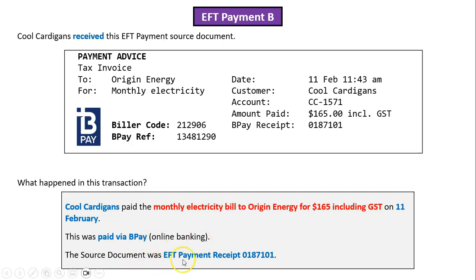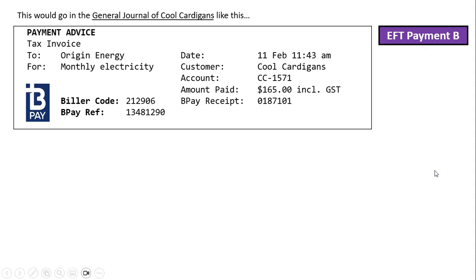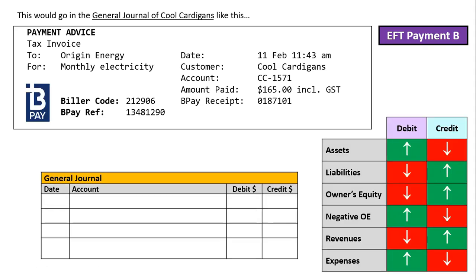And the source document was EFT payment receipt 0187101. So that is a really complicated document, but as a transaction, how would it go into our general journal? Well, we'll start with the date. We've got the 11th of February here. And we just paid electricity. And electricity is an expense. So when an expense goes up, that would be a debit.